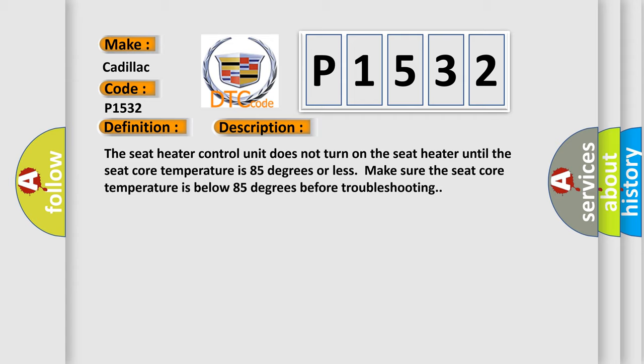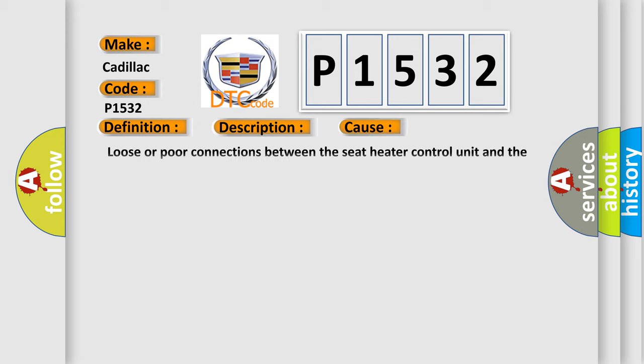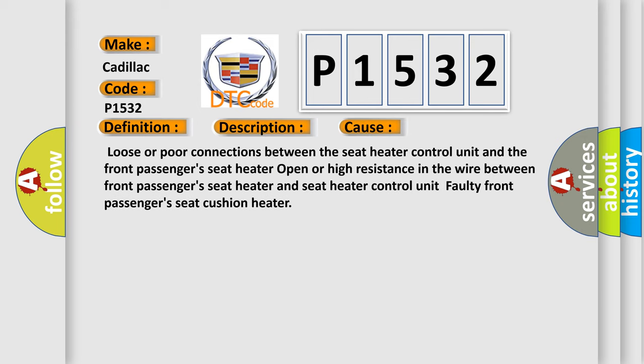The seat heater control unit does not turn on the seat heater until the seat core temperature is 85 degrees or less. Make sure the seat core temperature is below 85 degrees before troubleshooting. This diagnostic error occurs most often in these cases: loose or poor connections between the seat heater control unit and the front passenger's seat heater, open or high resistance in the wire between the front passenger's seat heater and the seat heater control unit, faulty front passenger's seat cushion heater.